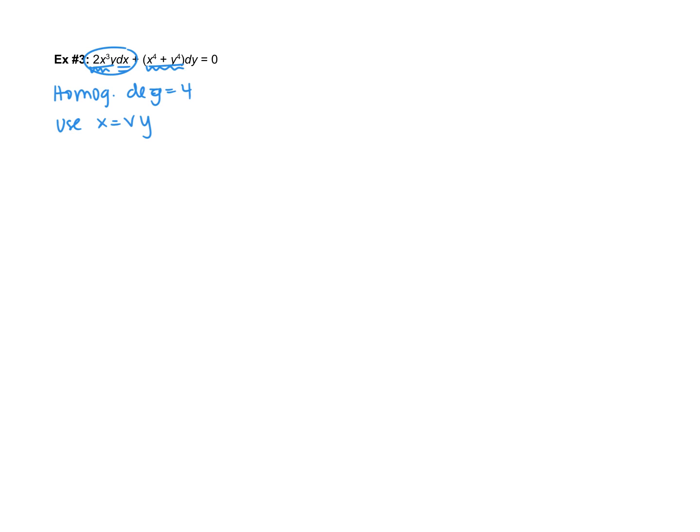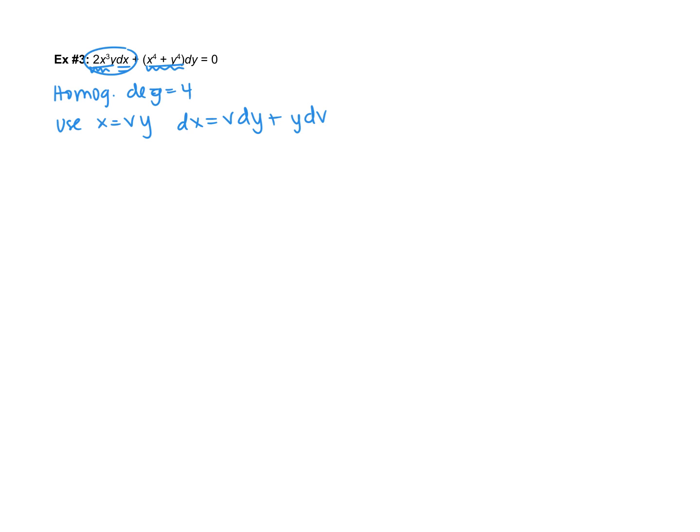So x is equal to vy, which means dx then is v dy + y dv. At this point, I would suggest that you try this problem on your own, that you pause the video, do those substitutions, and see if you can get down to something that's separable. When you're ready, come back and we'll go through it together.